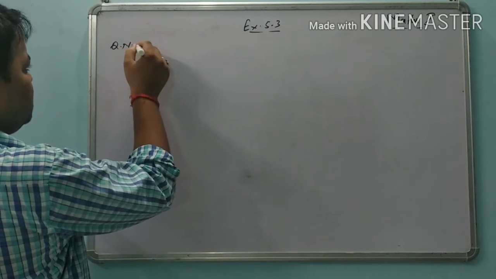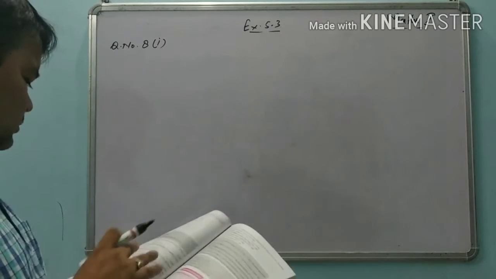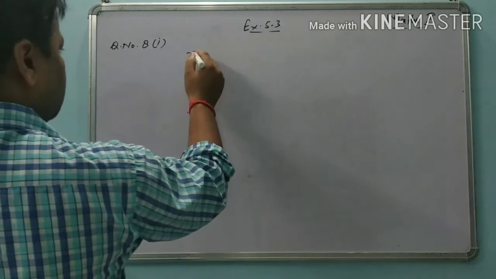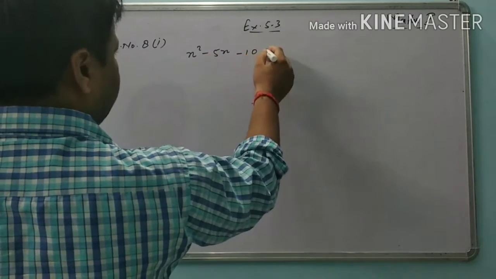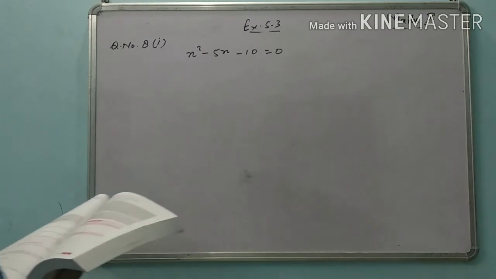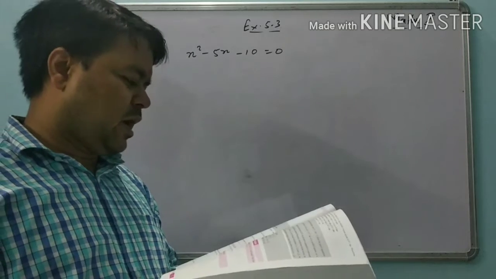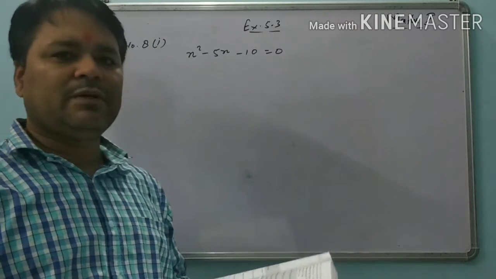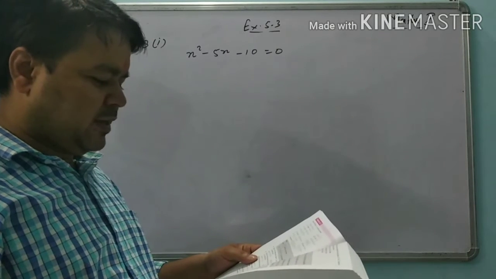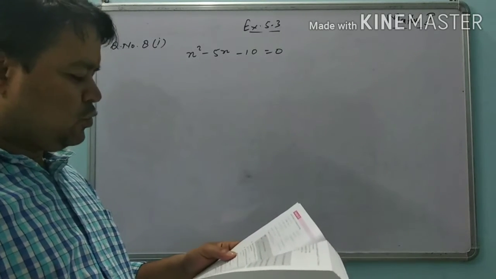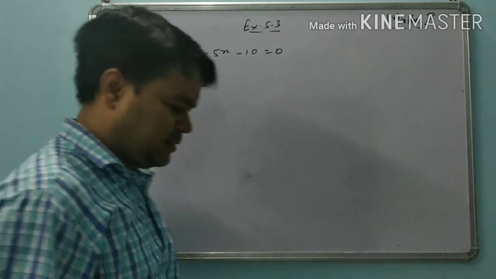Question number 8 first. And the question is x square minus 5x minus 10 is equal to 0. The question is: solve the following quadratic equation for x and give your answer correct to 2 decimal places. It means we have to find the value of x correct to 2 decimal places. x square minus 5x minus 10.